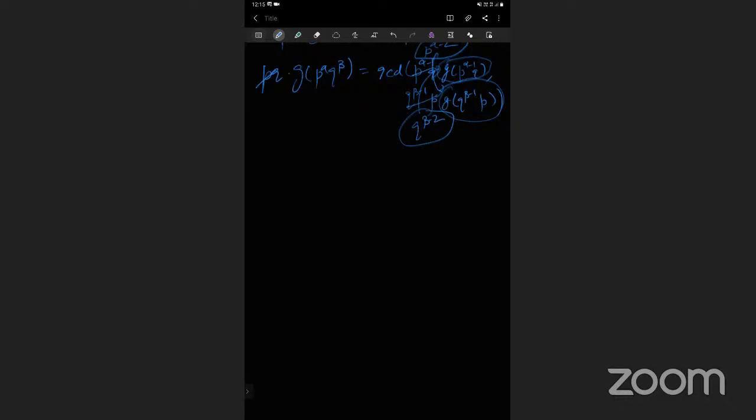Sir, in the fourth number, can the function be f of x equal to x? Yeah. The thing is, what we are aiming for is to show that f of x is of the form kx for some natural number k, right? So that includes the identity function. Okay, sir.